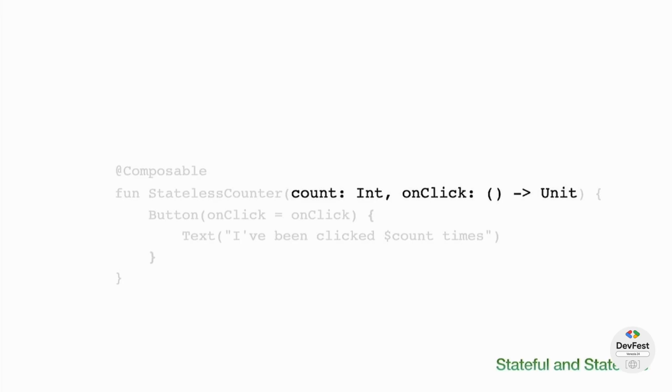One is your state. In this case, my state is the count, right? It's the data that I want to present. And if I have any action that the user can perform inside of that composable, I need to provide a lambda, in this case, to let the parent know that that action happened, right?